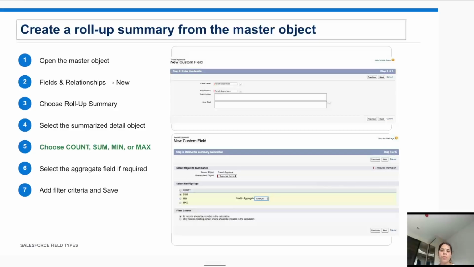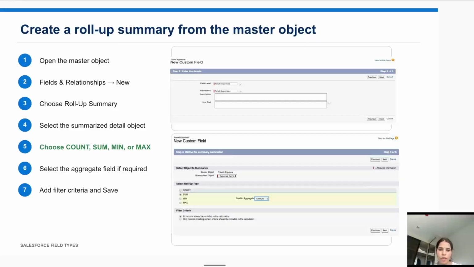Next is your roll up summary field that is created on the master object. Here, we first go to Setup, then Object Manager, then we open the master object, because the roll up summary field is always created on the master object. Then we go to Fields and Relationships, click on the New button, and choose the field type. It will be a roll up summary field, so we choose Roll-Up Summary. Then we select the summarized detail object, then choose the function, what kind of operation we want to perform on the field.